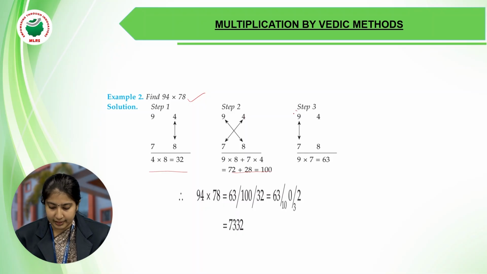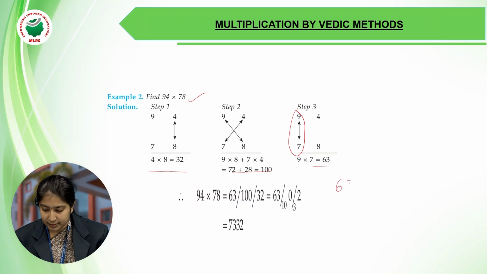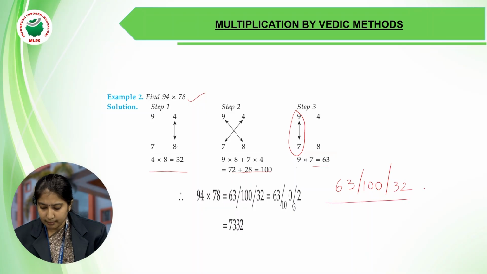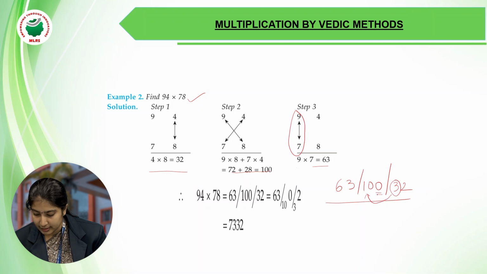And then the left side of the multiplication, that is 63. Now write all the numbers from step 3 to step 1, that is 63 slash 100 slash 32. Here the number of digits are more, so the method will be the same but a little bit different. Here this 3 will be added to the 10. Why? Because here the unit digit is 0.